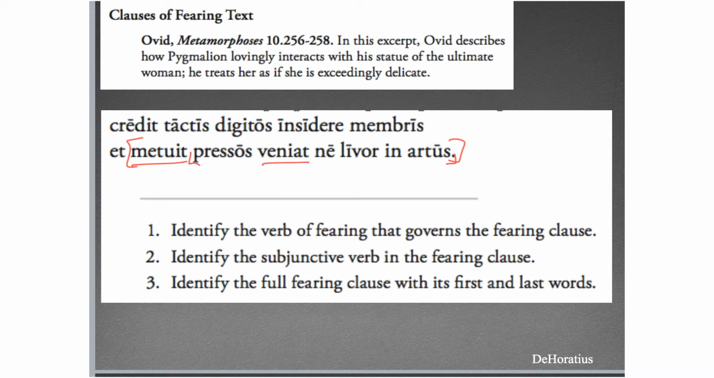In other words, he thought she was so sensitive and fragile that even if he just held her arm, she might bruise. And note again that with the ne, it's the positive. So he was afraid that a bruise would appear on her limbs, which he held.